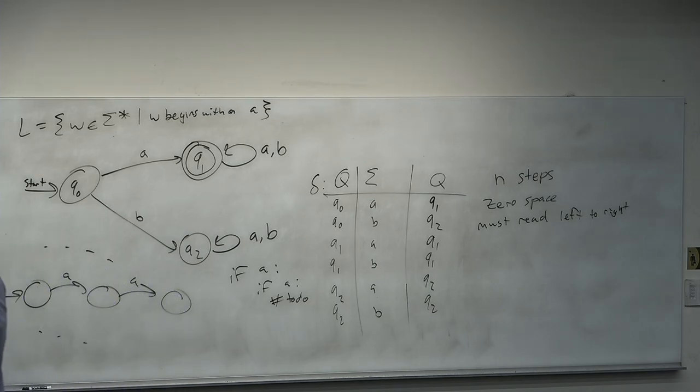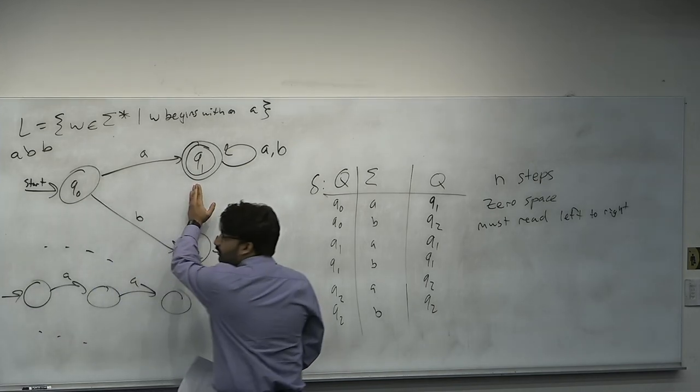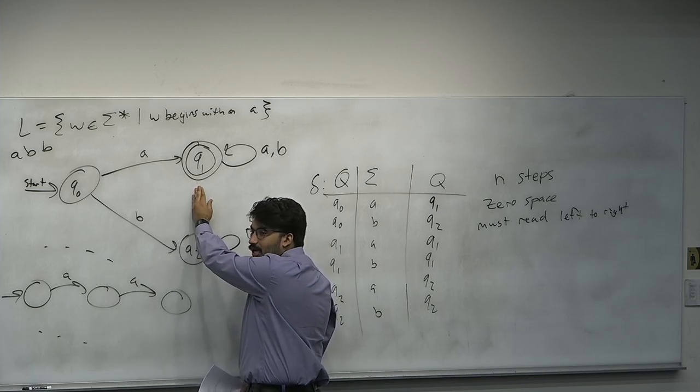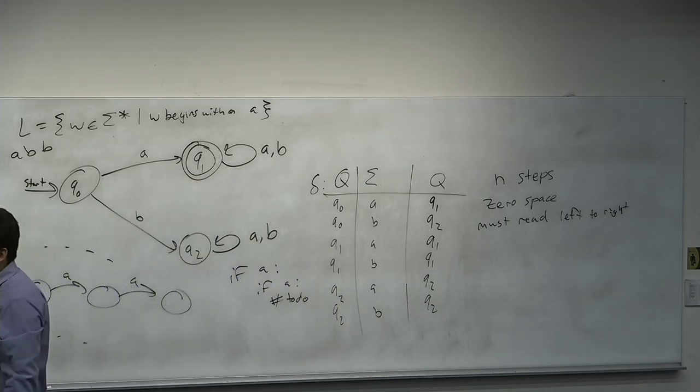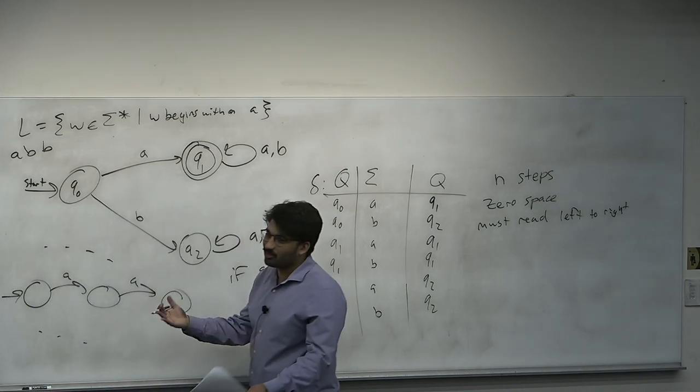Here's one I think I could do. I could say delta of q0. Let's run this DFA on a, b, b. Where does that computation land? You go from q0 to q1, and then from q1 to q1, and then you stop and you accept. Mathematically, unfortunately, the way you would write this is: q0 on A would be what? q1. So then you take delta of that and B, and then you take delta of that and B. That's not nice. But you understand, right?